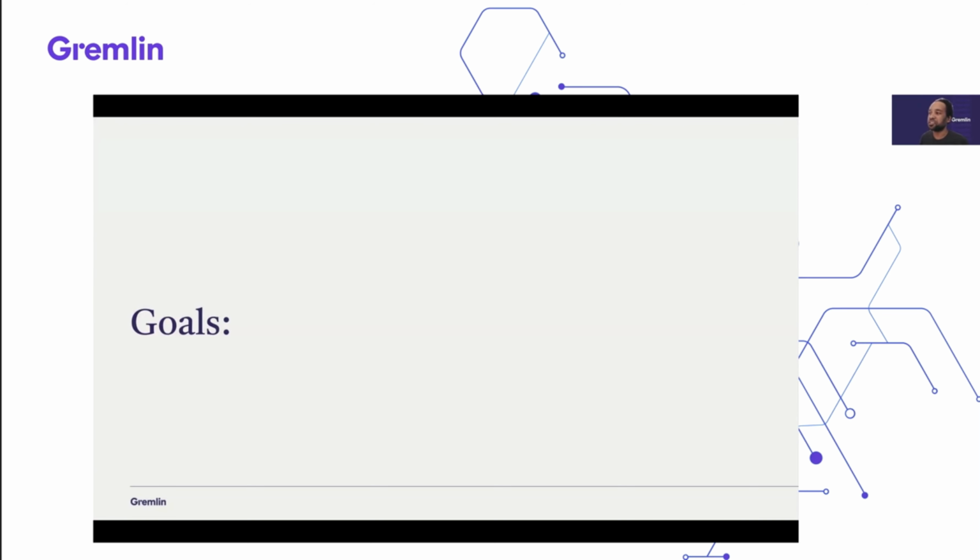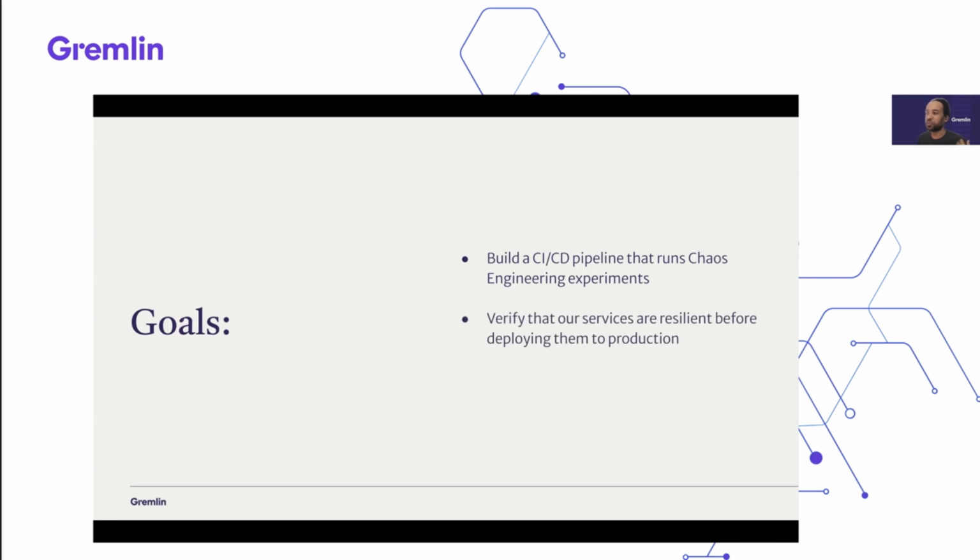So I'd like to start off each session with some goals, right? Just what is the point of this topic and what are we hoping to achieve from this? First is we want to build a CI/CD pipeline that runs chaos engineering experiments. We want to be able to test the reliability of our services as we're building them and as we're deploying to production so that we can hopefully catch and prevent any nasty production outages. And of course, we want to verify that our services are resilient so they're not susceptible to things like scaling issues or failover issues, things like that.